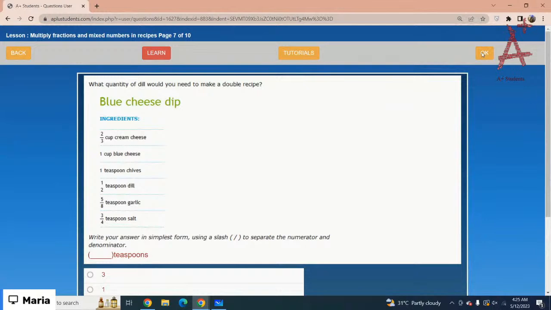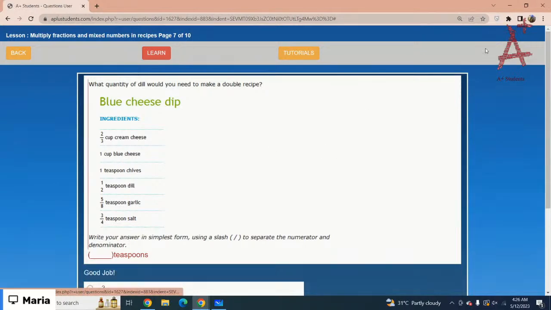What quantity of dill would you need to make a double recipe? It would be half. So half times 2 means you can cancel out 2 and you are left with just 1 teaspoon. Got it? That means if you're going to double the recipe, you just need to use 1 teaspoon dill.